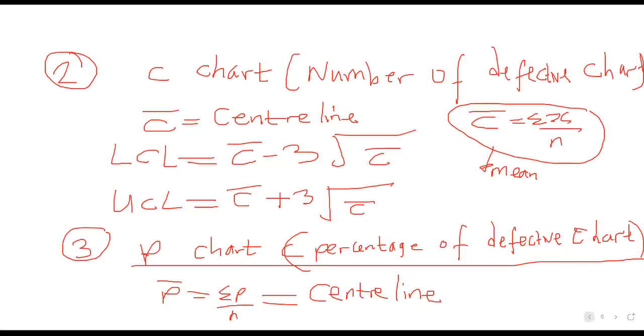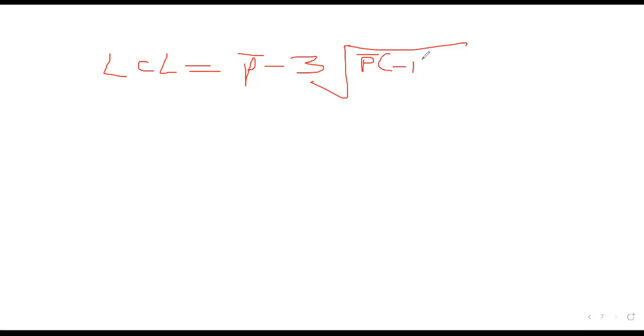Then we go for, we are from talking about the P chart, we talked about the R chart. Okay, now we can go for the lower control limit. So the lower control limit is equal to P bar minus 3, then the square root of P bar open brackets 1 minus P bar over N.